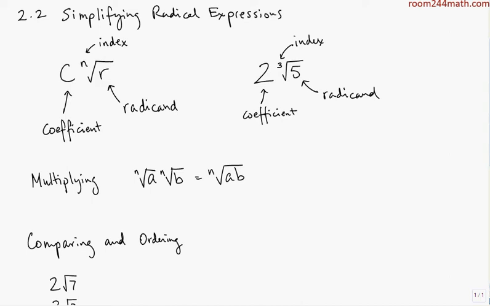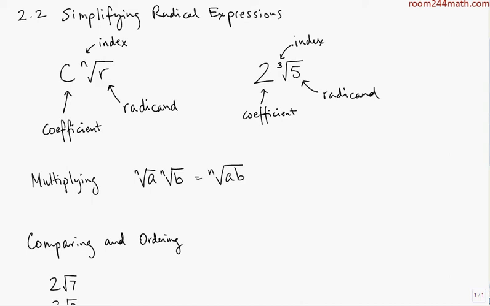Now, also recall that if the index is 2, we don't normally write it in. So 2 root 5, you wouldn't write in the index of 2, but it is there really. And again, review of multiplying. When you multiply radicals, it's really quite straightforward. You just have to multiply the two radicands, but only if the indices are the same.